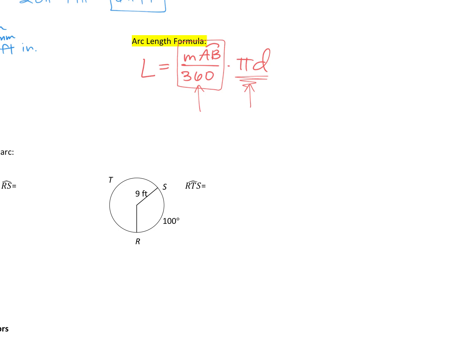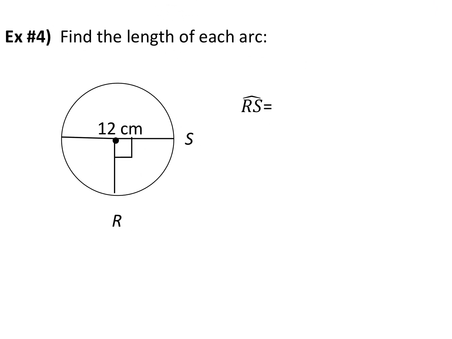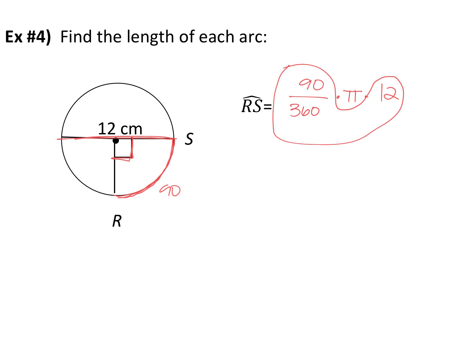So that's your setup for this, okay? I'm going to do one quick problem for you. The bell's going to ring, but stick with me. If I want to find the length of RS, the length of this arc, I'm going to do the measure of the arc. How many degrees is that arc? 90 over 360 times pi times what? 12, the diameter. Now here's what you do. Ignore the pi, plug that into your calculator. 90 divided by 360 times 12 is 3. Then attach your pi, then attach your label.